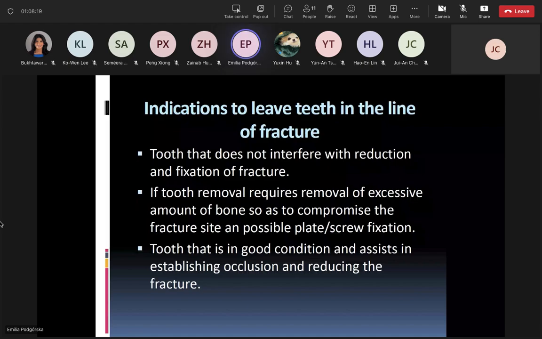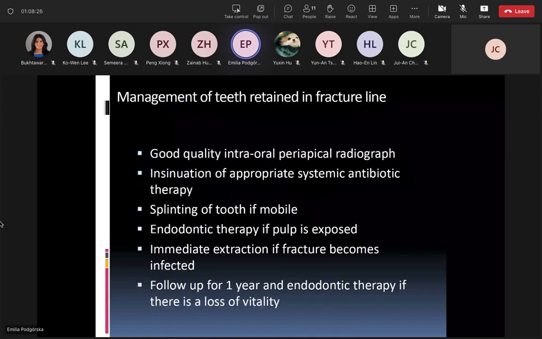Management of teeth retained in the fracture line: good quality oral hygiene, initiation of appropriate systemic antibiotic therapy, splinting of the tooth if mobile, endodontic therapy if the pulp is exposed, and immediate extraction if the fracture becomes infected. Follow up for 1 year, and endodontic therapy if there is vitality loss.